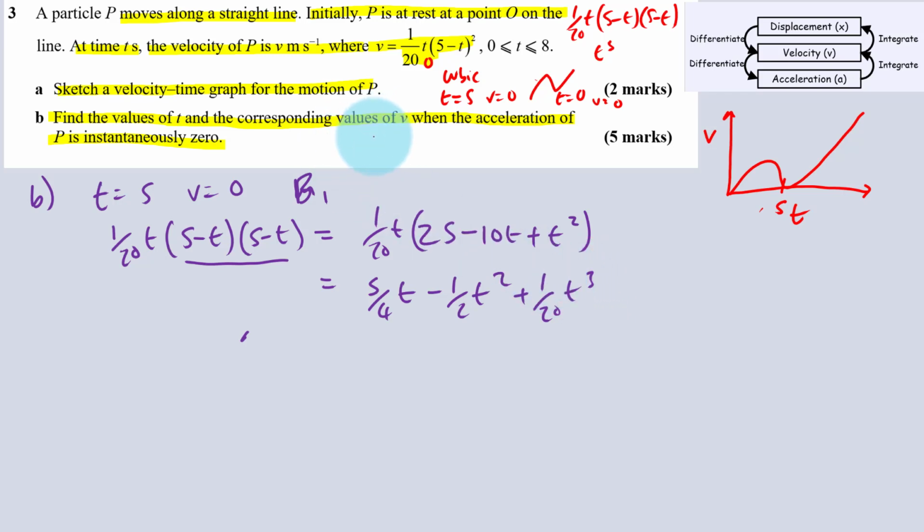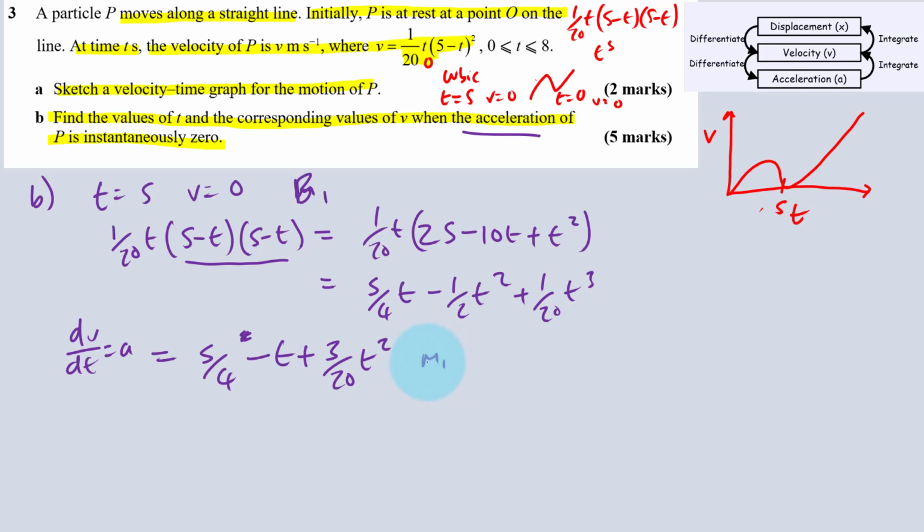Now it's talking about acceleration, right? So we know we've got v against time, so dv/dt equals a, and we should instantly know we need to do that to earn some method marks, because it's talking about acceleration. So let's differentiate that. So that equals 5 over 4 minus t plus 3 over 20 t squared. Okay, and that gets you another method mark.